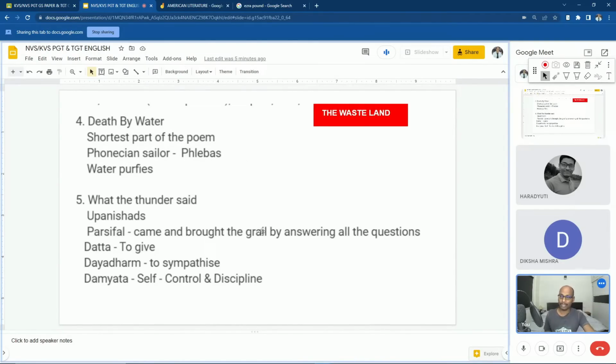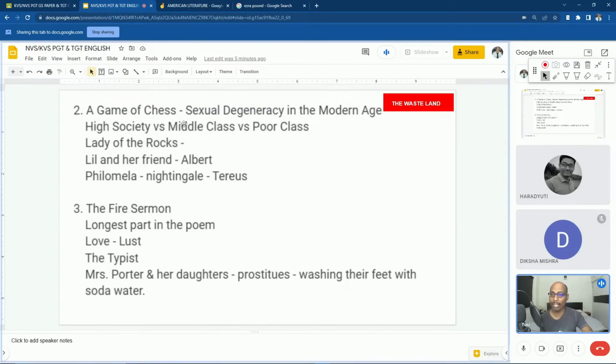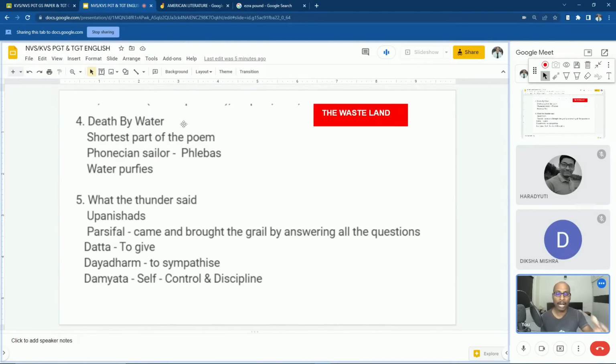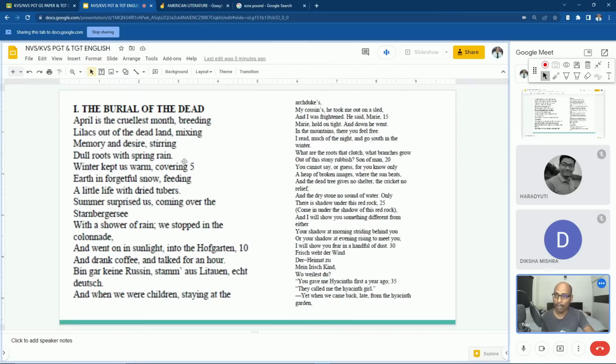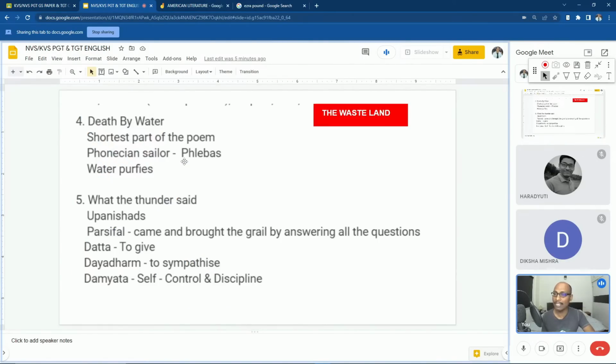Yes, sir. Right. And death by water is the shortest part of the poem. The longest part of the poem is the fire sermon. And the Phoenician sailor whom we have found in the first part, the burial of the dead, where he was drawn into the water, now again resurfaces in this particular part, death by water, and this is the shortest part of the poem.